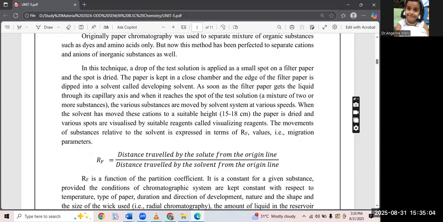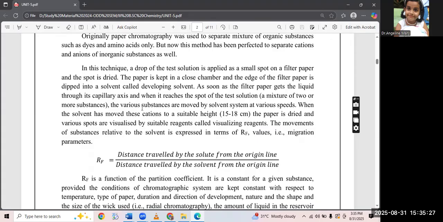What they are saying is, we take the paper and put a drop of the sample solution onto that paper. After that the paper should be dried. After drying, the paper should be kept in the closed chamber. The chamber should be saturated. After that we have to fix the paper inside the chamber.